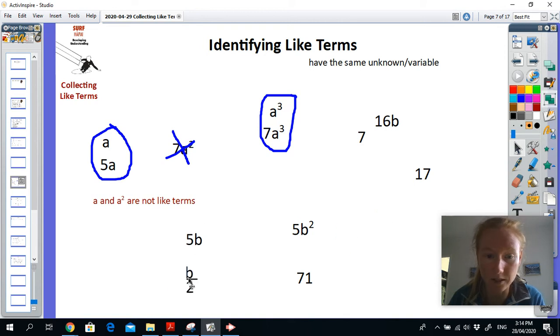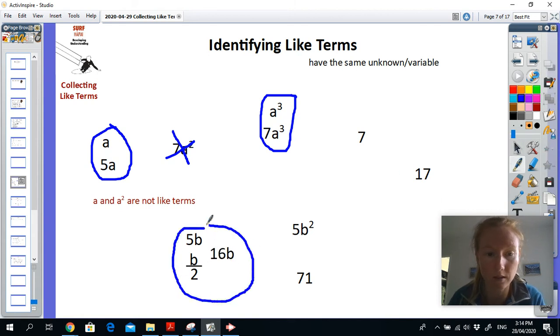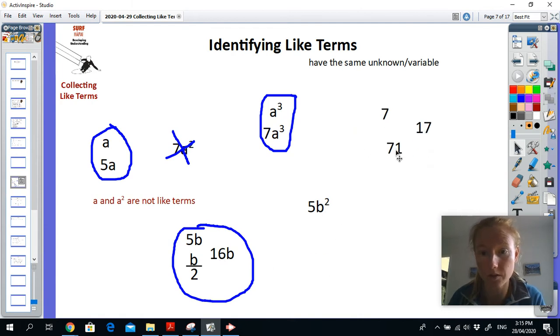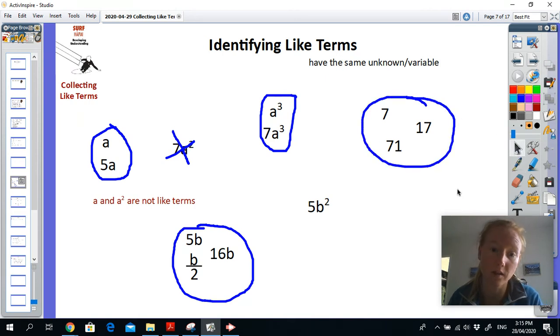5b and b over 2 are another group. Oh, and 16b as well, nearly forgot that one, because the unknown in those three is all b. And a bit like over here, 5b squared does not belong in there. Okay, because b squared is different. Okay. Then we have 3 numbers as well. So they are also all like terms. We could collect those together as well.